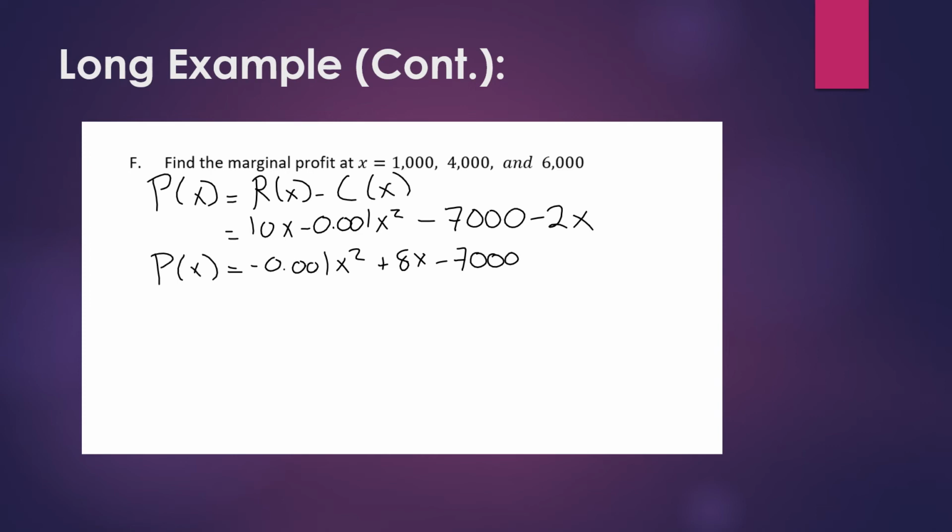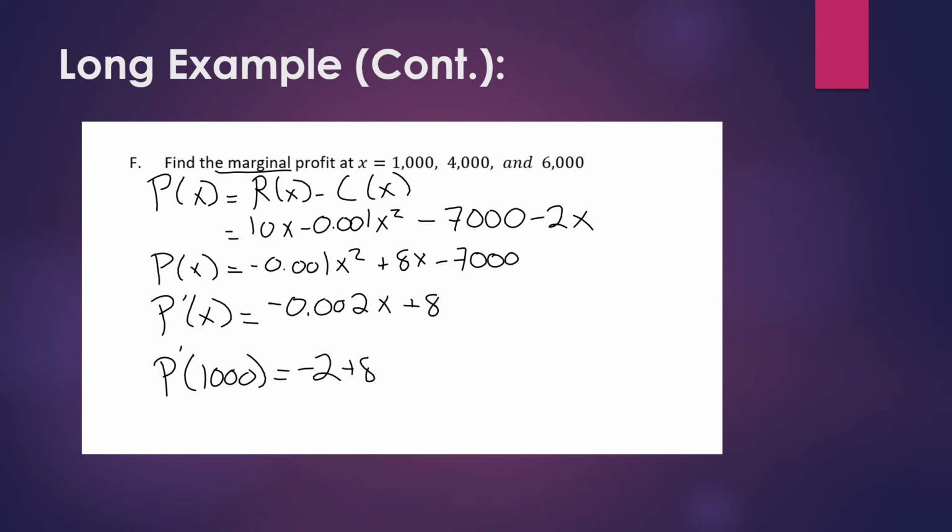So if I want to take the derivative, because I want the marginal profit, P prime of x is going to be negative 0.002x plus 8. And from here, all I have to do is plug in 1,000, 4,000, and 6,000. So P prime of 1,000: negative 0.002 times 1,000 is negative 2, plus 8, which is positive 6. So when I produce 1,000 units, if I continue production, my profit should go up by $6. Not bad. Let's check out P prime of 4,000.